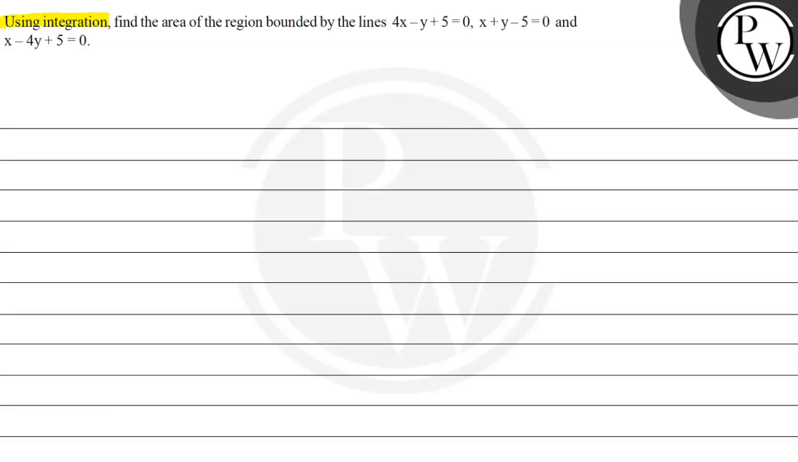Using integration, find the area of the region bounded by the lines 4x minus y plus 5 equals 0, x plus y minus 5 equals 0 and x minus 4y plus 5 equals 0.